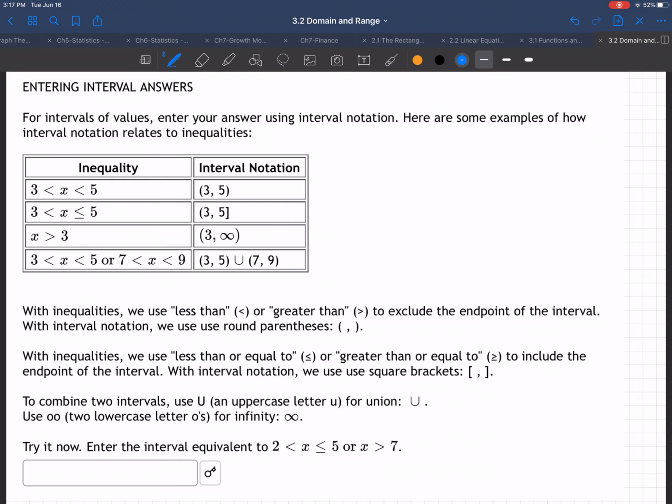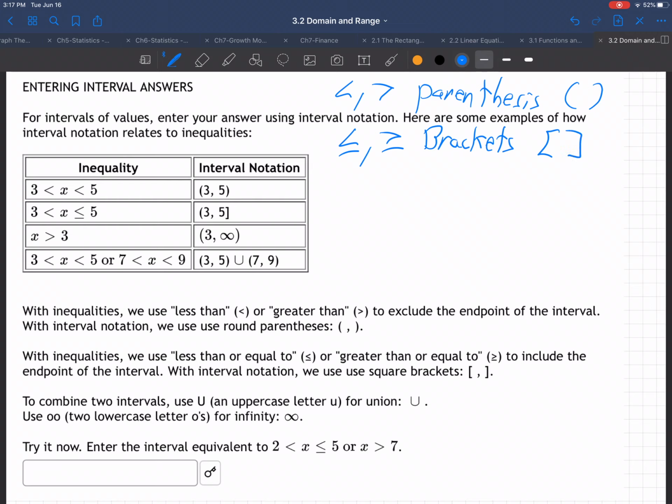So basically, whenever you have less than or greater than, you use parentheses. And when you have less than or equal to or greater than or equal to, you use brackets. Why is that? Well, because a bracket has a straight edge to it, meaning you're straight on the number, you're equal, right? These mean they're less than or equal to, greater than or equal to. So if you're equal, you're straight on the number, so the brackets have a straight edge.